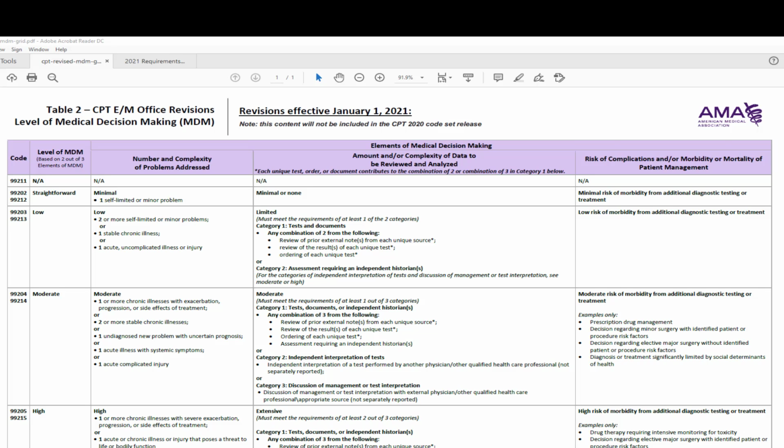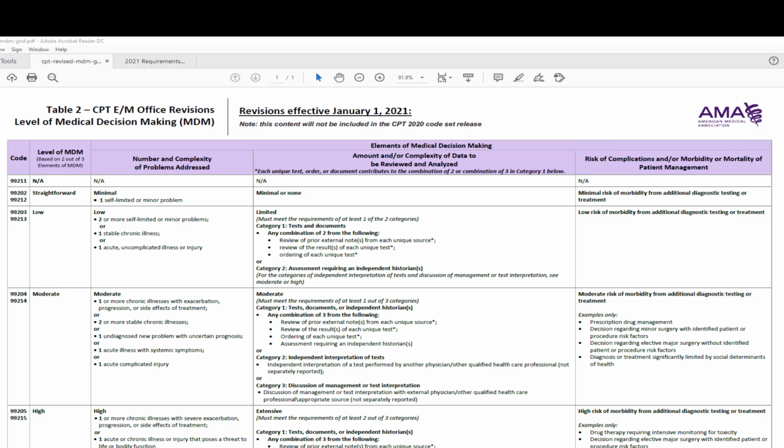So again, first of all, there's 3 factors here. Number 1 is the number and complexity of problems addressed. Number 2 is amount and or complexity of data to be reviewed and analyzed. And number 3 is risk of complications and or morbidity or mortality of patient management. All right, so remember, I already talked about the 99211. Probably not going to be using that anyway. 99202, 99212, all right? That's considered a straightforward level of medical decision making, all right?